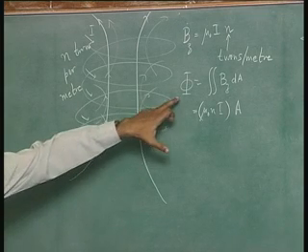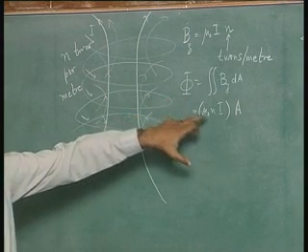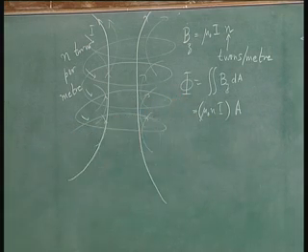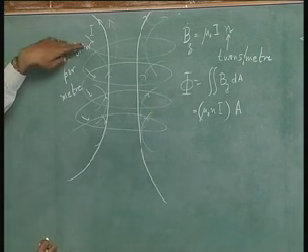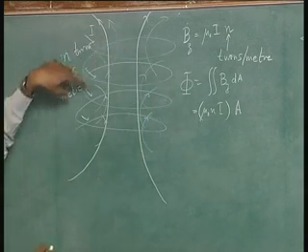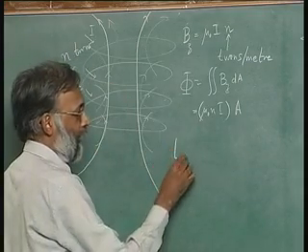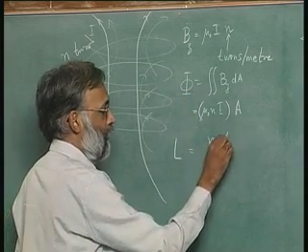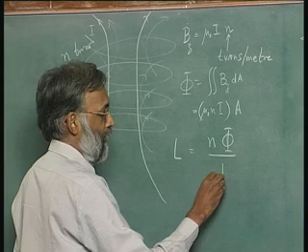Now, we define inductance as the relationship between phi and I, but not really between phi and I. We say that this magnetic flux is seen not just by one coil, but it is seen by N coils. So, we define inductance L as the flux that links N coils per unit current.